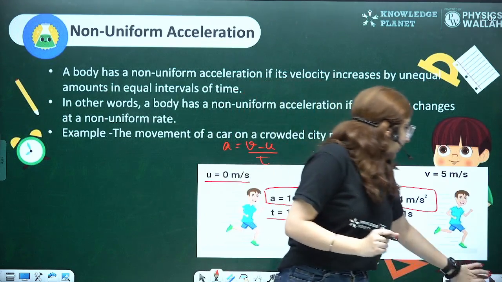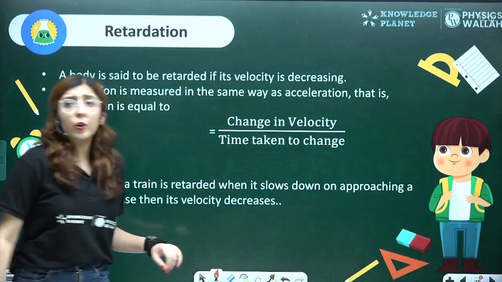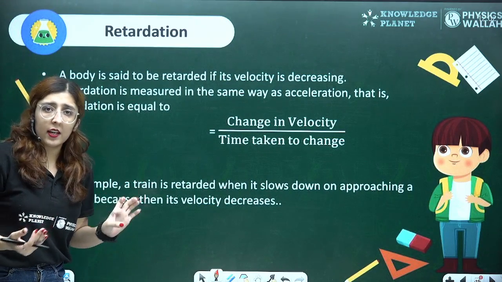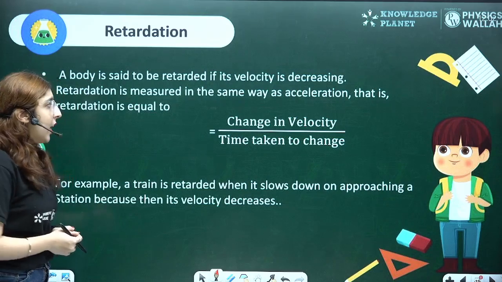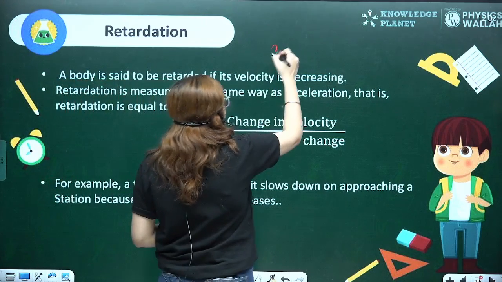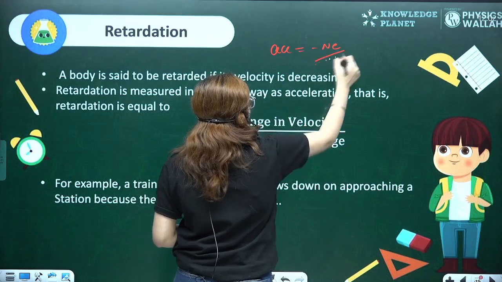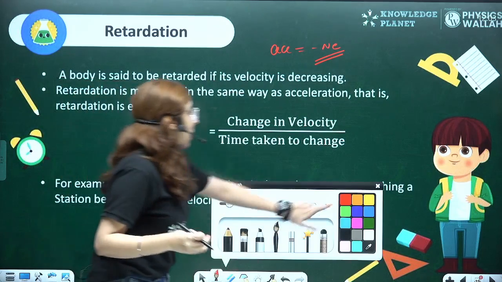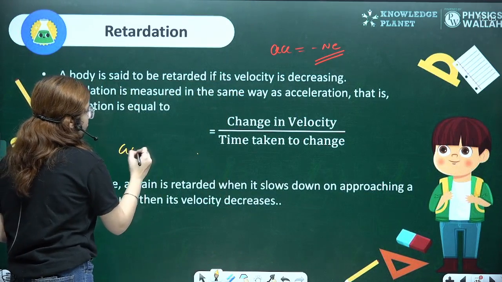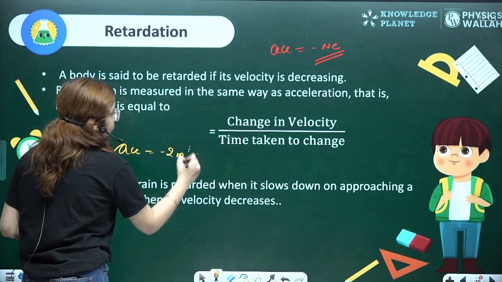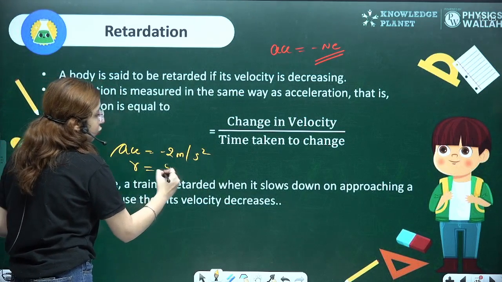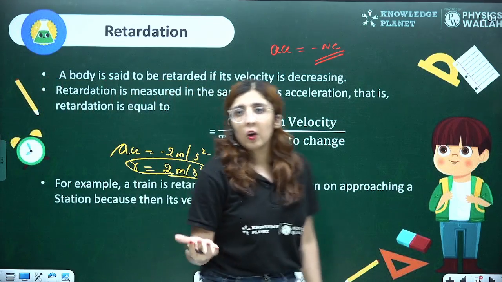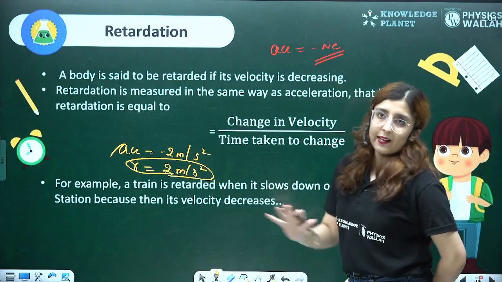Now, taking this up, we are going to talk about retardation. In simple terms, retardation is nothing but negative acceleration, or deceleration, you can say. But whenever they tell you acceleration is minus 2 meter per second square, what is retardation? You will say retardation is 2 meter per second square. Why so? Because retardation itself means it is negative. So you are going to say 2 meter per second square directly.